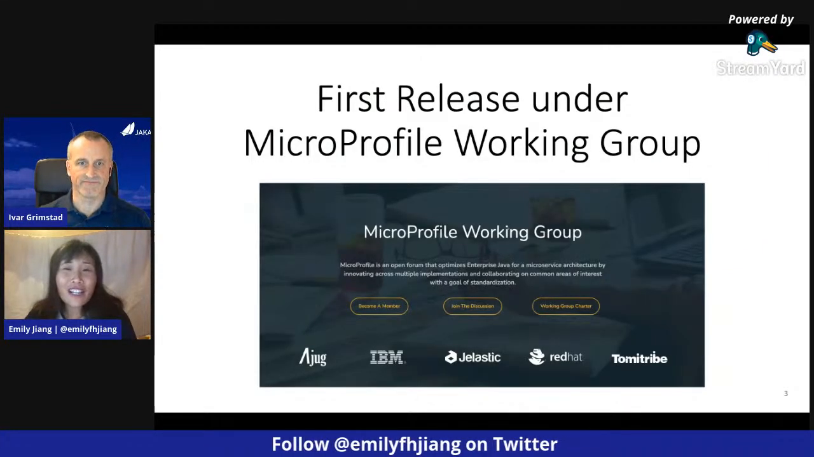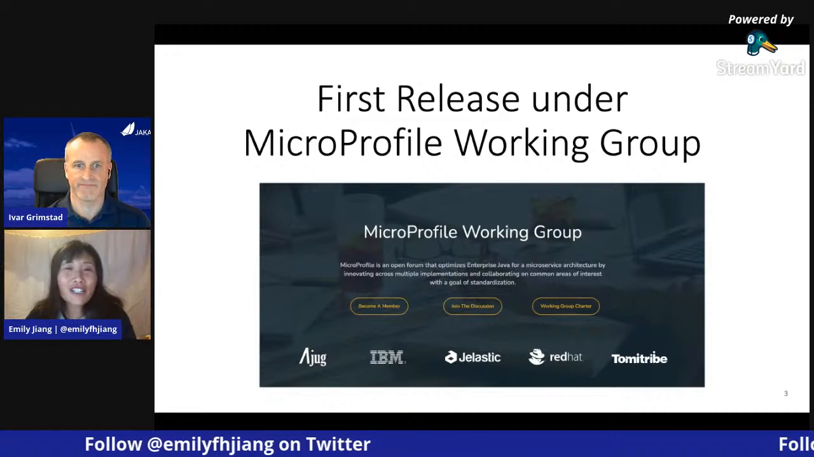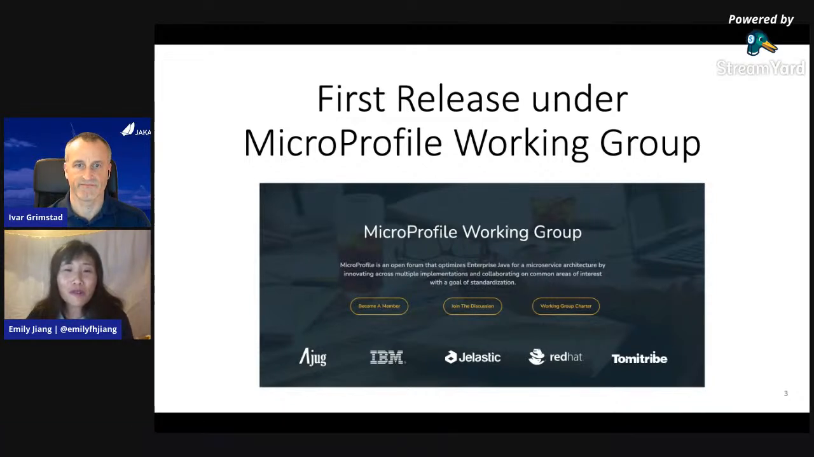As I mentioned earlier, this is the first release under the MicroProfile working group. One thing I want to call out is that this working group consists not only of companies like IBM, Red Hat, Tomitribe, and Jelastic. We also have Atlanta JUG, and this year Garden State JUG, and also Oracle and Piranha joined. This means more people will be around to work on the MicroProfile specifications. And we also have more structured procedures to release the specifications as well.